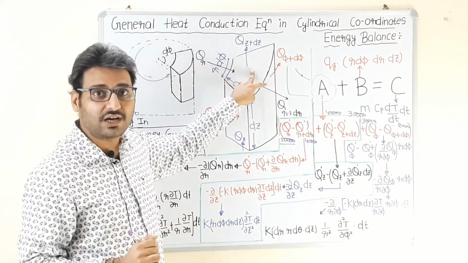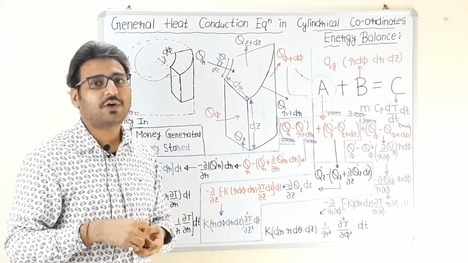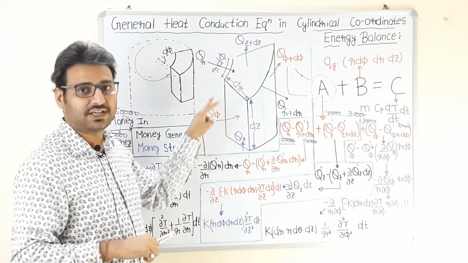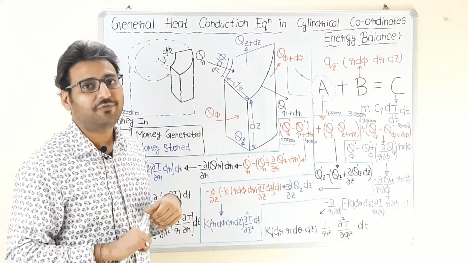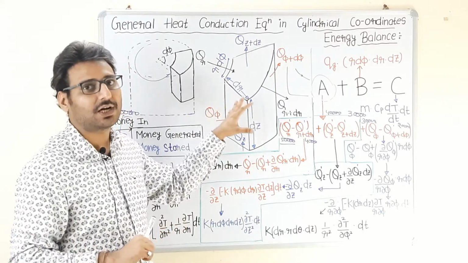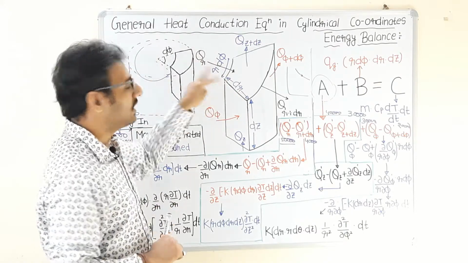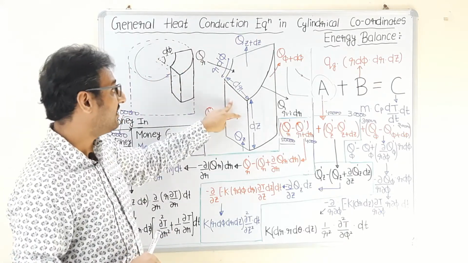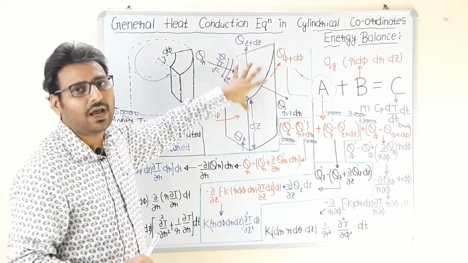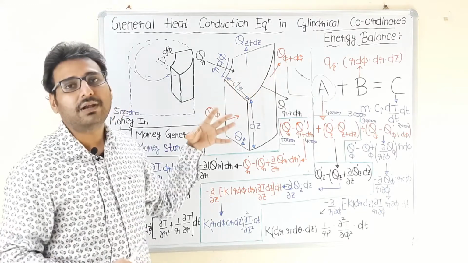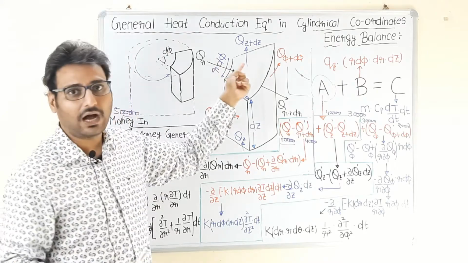Similarly, we have considered a differential volume because there are two types of methods of analysis. The first is the differential approach and the second is the integral approach. We are following the differential approach, in which we consider a differential element within the system. For a differential element, we can treat this curved surface as a linear surface, and this element can be treated as a cuboid with three sides dz, dr and r d phi.